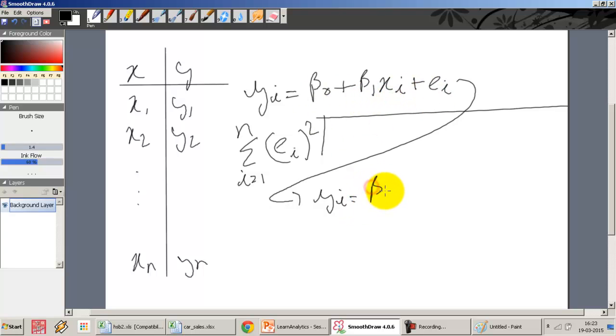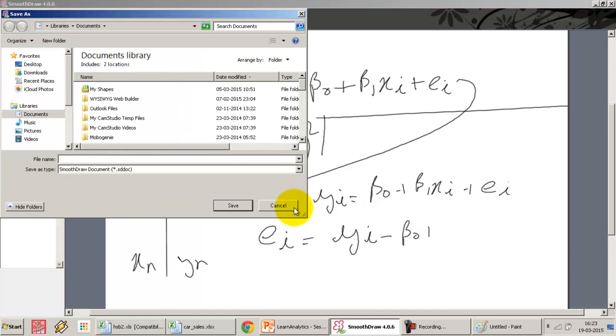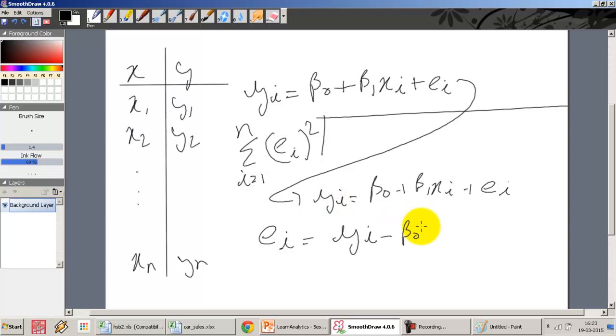So I'll just write it down: beta naught plus beta 1 xi plus the error term ei. Bringing the error term onto the left-hand side, ei is nothing but yi minus beta naught, and if I bring the error term over again, minus beta 1 xi, or I can write this as yi minus y hat i.